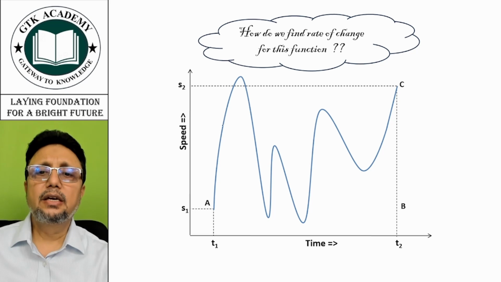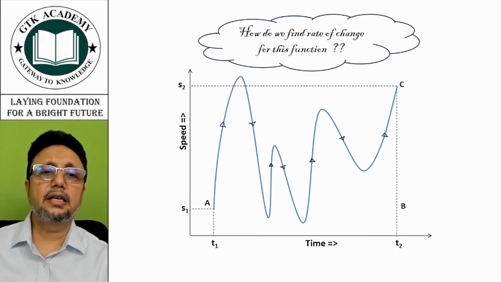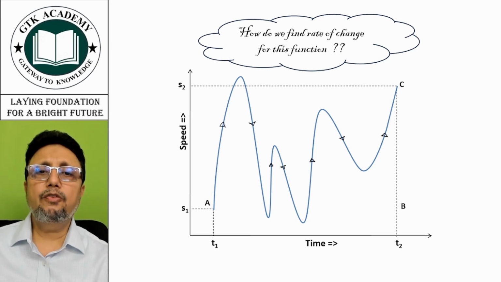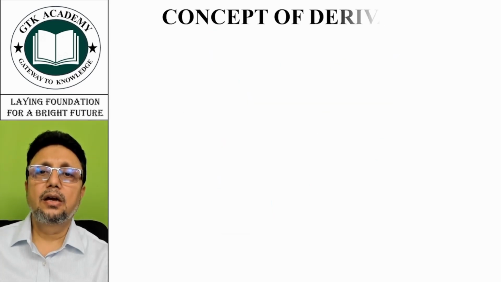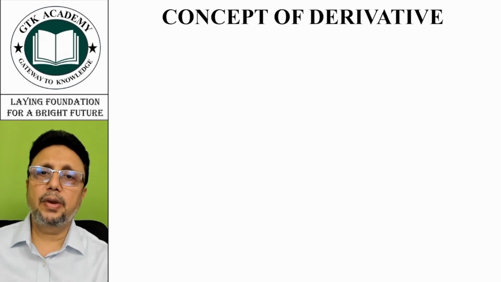Now you can see that speed is increasing here, it is decreasing, it is increasing again, then it is decreasing, increasing, decreasing, and increasing. So the rate of change itself is changing. So how do we find the rate of change for this function at any particular moment of time? So here comes the concept of derivative, and let me explain that.